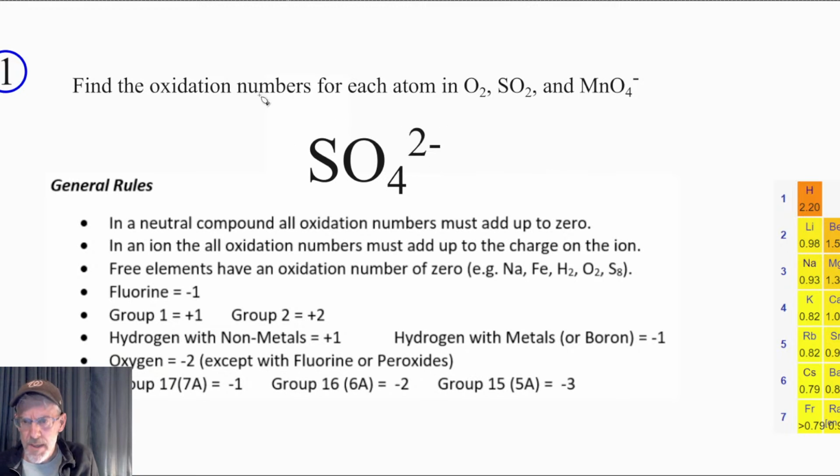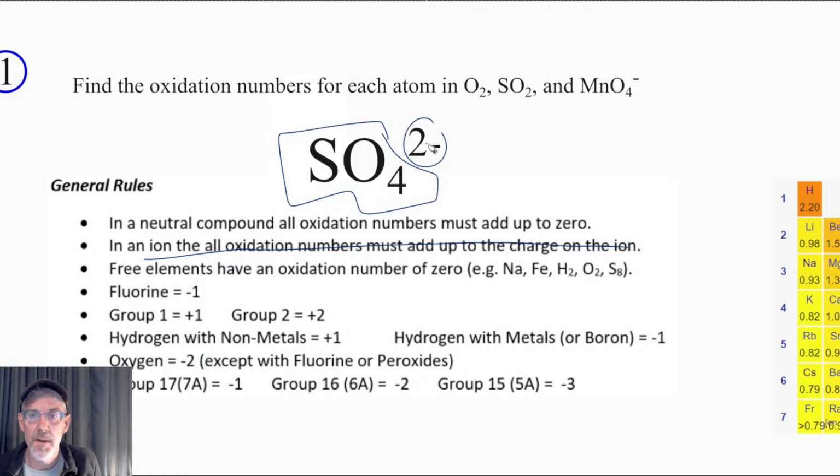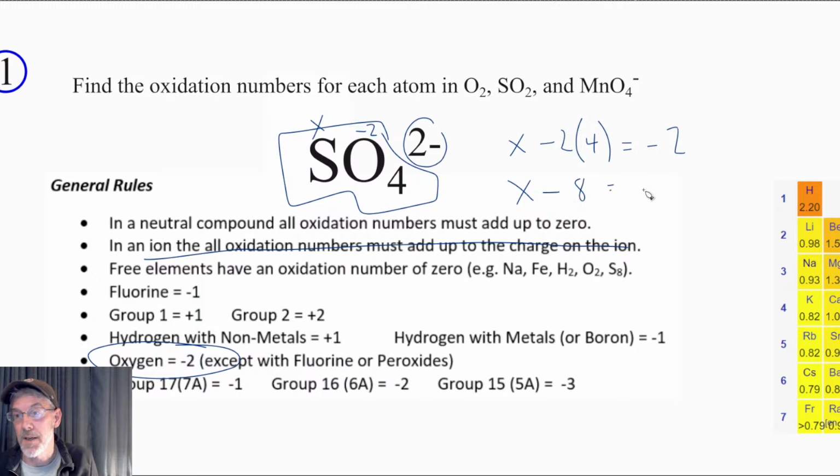So if you're given something like this, here we have a negative charge. So this is an ion here. For ions, everything adds up to this charge here. So all of these numbers here, they'll add up to that 2 minus. And we know that oxygen itself is going to be minus 2. So you could say that that's X minus 2 times 4 oxygens equals that negative 2. X minus 8 equals negative 2. Add 8 to both sides. X would equal a positive 6.